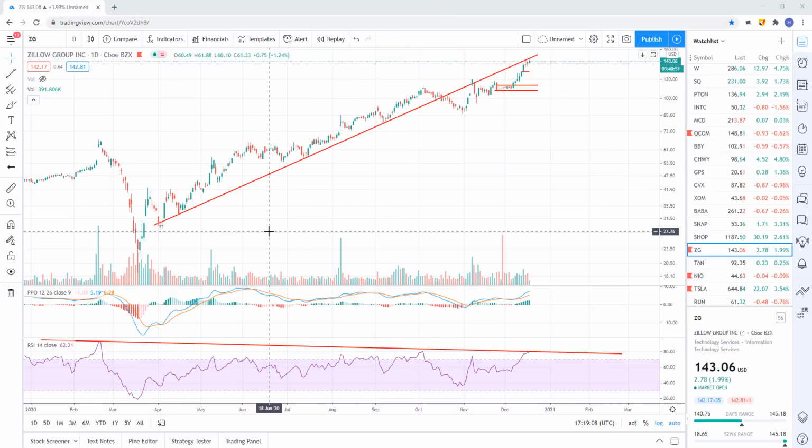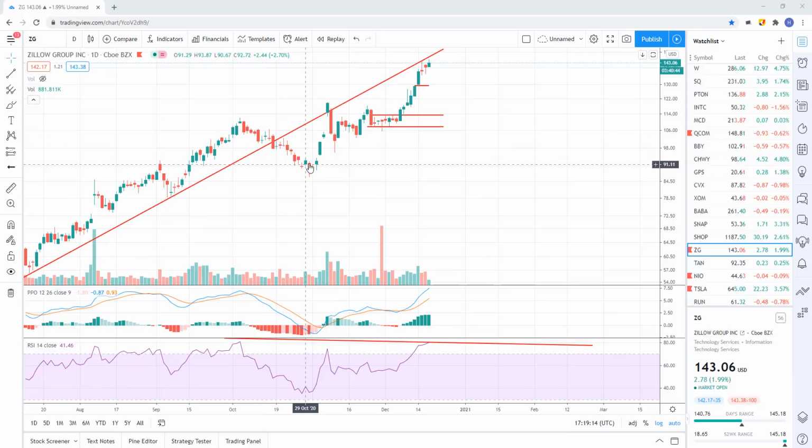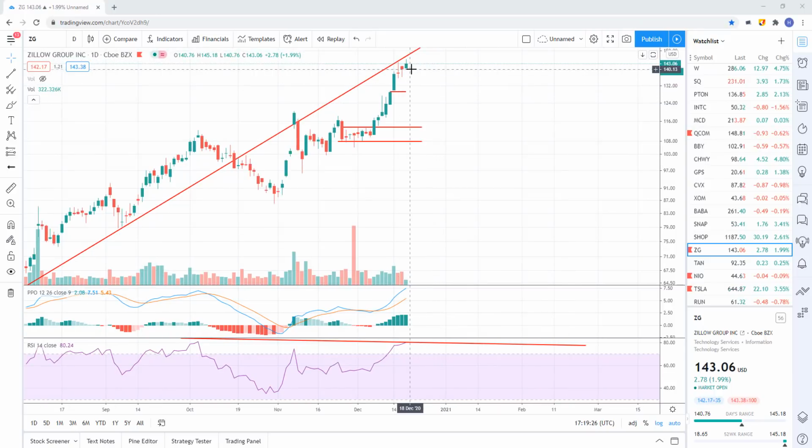Update on ZG, Zillow Group. So here's your uptrend line on the daily chart. We obviously broke that trend right here, did a back test, and we're doing another series of back tests. So that's all I see this as, just back testing resistance. You want to short at resistance. You want to buy at support. It's kind of the basics.